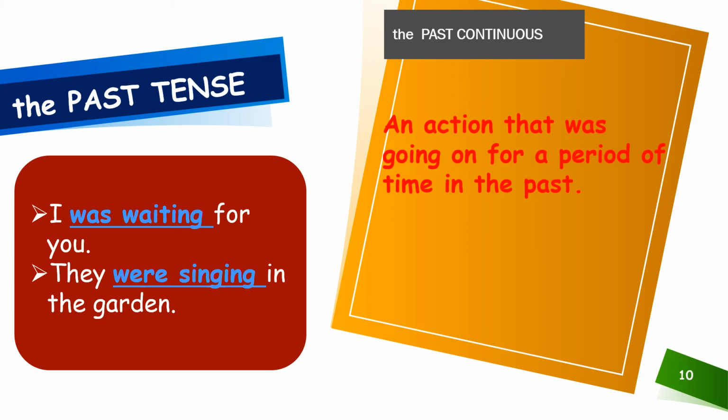Moving on to the past continuous, it is an action that was going on for a period of time in the past. It was all happening in the past. I was waiting for you. They were singing in the garden. Now they are no longer singing. It was happening in the past and it has ended in the past. But it was continuing in the past.